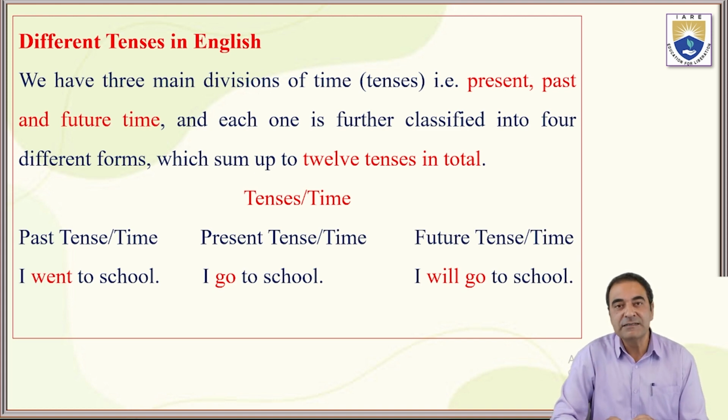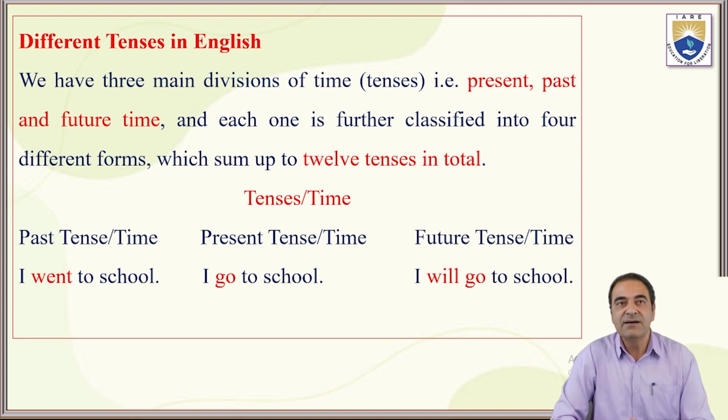Here, you need to understand that we have three main divisions of time, or you can say the tense. The first is the present time or present tense. Second is the past time or past tense. And the third one is future time or future tense. Here, you can look at these three examples.